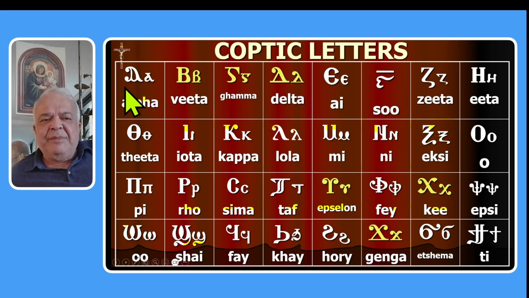Let us read them together. Alpha, Beta, Gamma, Delta, Ei, So, Zeta, Eta, Theta, Iota, Kappa, Lola, Mei, Nei, Xi, O, Pi, Rho, Sigma, Tau, Epsilon, Phi, Khi, Psi, O, Shai, Fai, Khai, Hori, Janja, Chima, Ti.